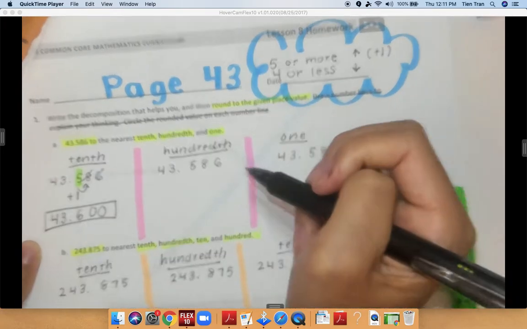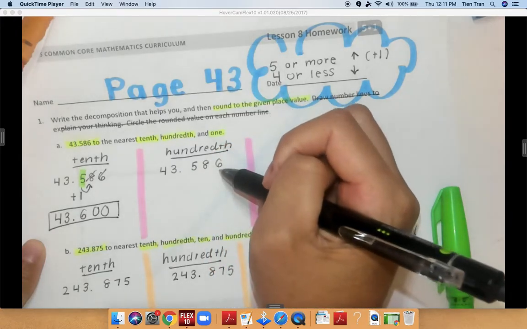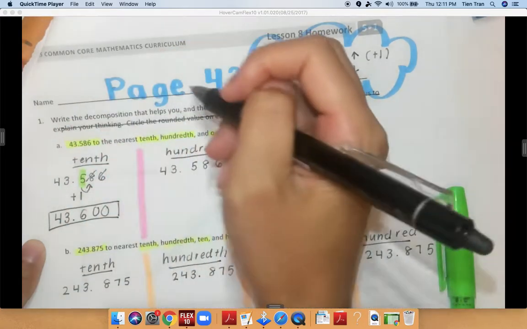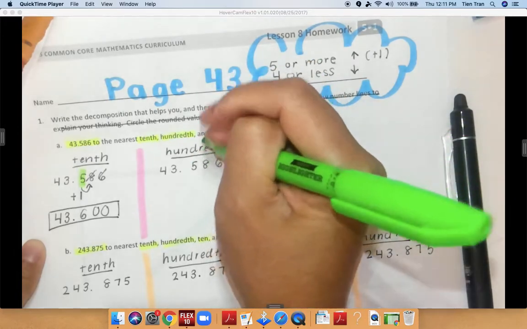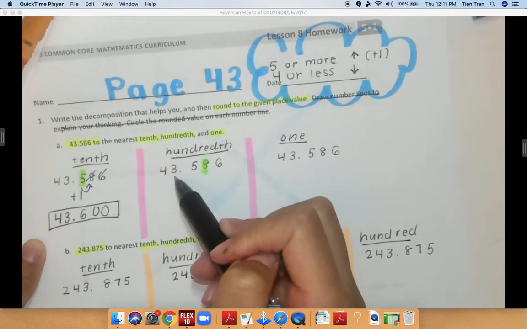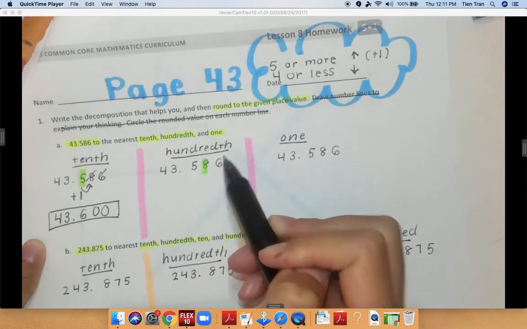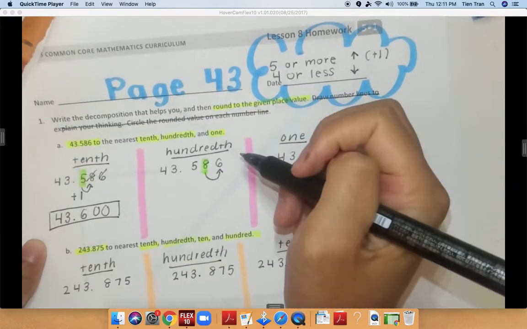Now, for problem B, we have hundredths. Okay, we have 43 and 586 thousandths. So they want us to round to the hundredths place. This is our hundredths place right here, our 8. How do I know? I went from my tens, my ones, my tenths, hundredths, thousandths. So looking at my hundredths place, I'm going to look at my neighbor, which is a 6.